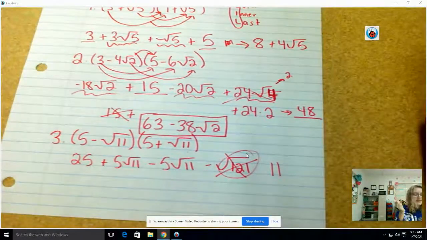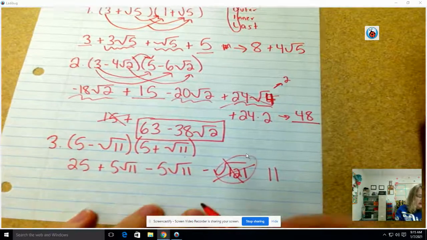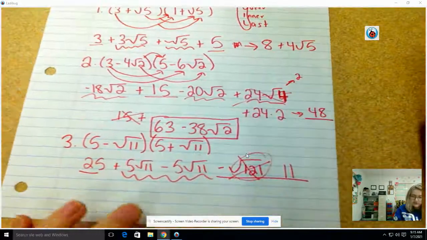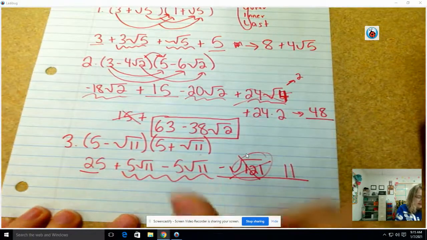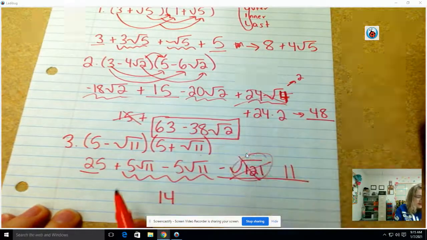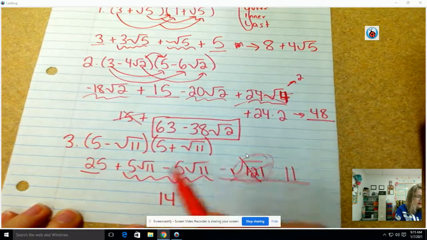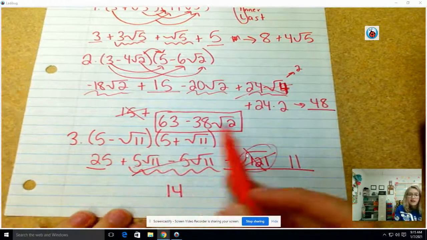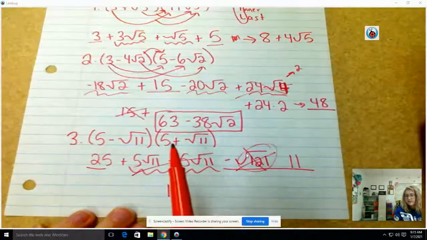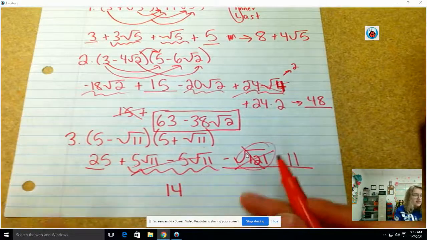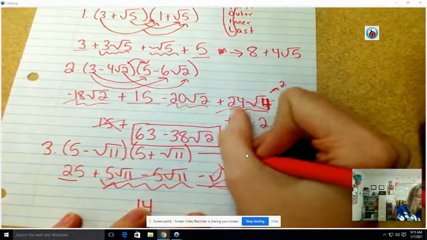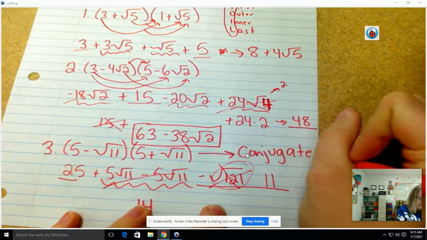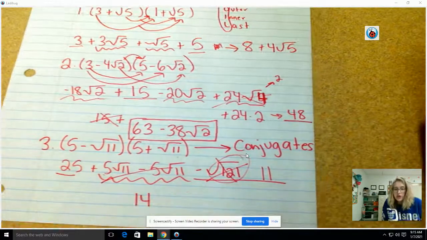And then we're going to see what like terms we can combine. So we have this 25, we have the -11, and then we have these two. So it's going to be 25 minus 11, which gives me 14. And then 5 radical 11 minus 5 radical 11, those are going to cancel and give me 0. So this binomial radical expression is a special case. These two things are called conjugates.